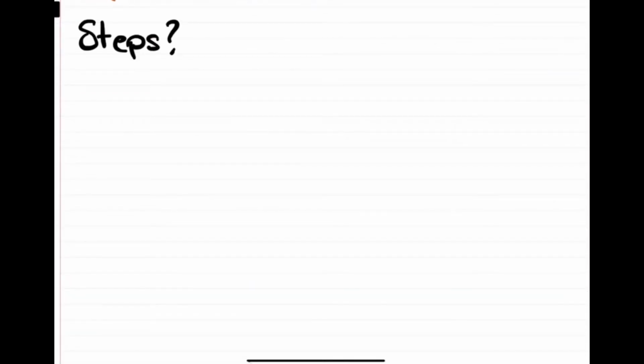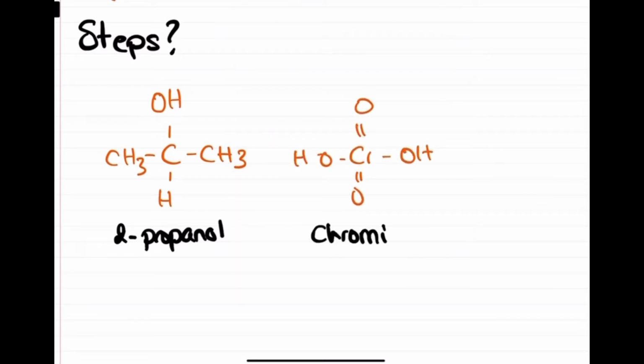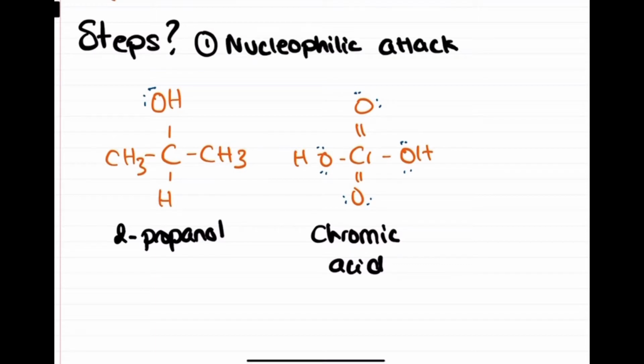Now, what are the steps of this reaction? Suppose we have a secondary alcohol, which is 2-propanol in this case. So imagine mixing 2-propanol with chromic acid. The first step that will occur upon mixing these two reactants together is the nucleophilic attack of the alcohol's oxygen atom to the chromium atom. As a result, the pi bond between the chromium atom and its oxygen will collapse.